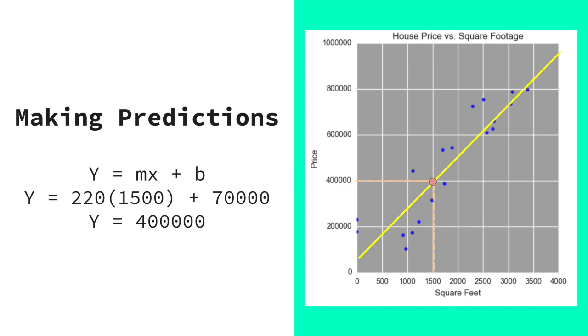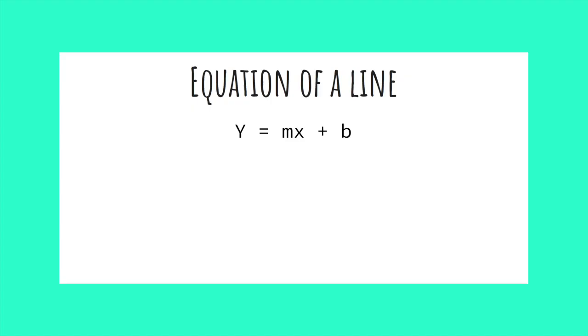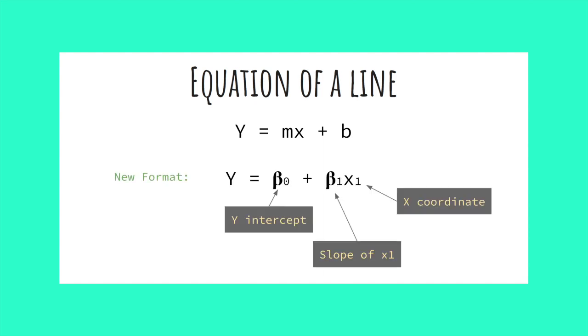While we may be familiar with the equation of a line being represented as y equals mx plus b, in machine learning we will often see it represented as y equals beta 0 plus beta 1 times x1. These 2 equations are the same, just denoted differently. Beta 0 being the y-intercept, beta 1 being the slope of x1, and x1 being our x variable.